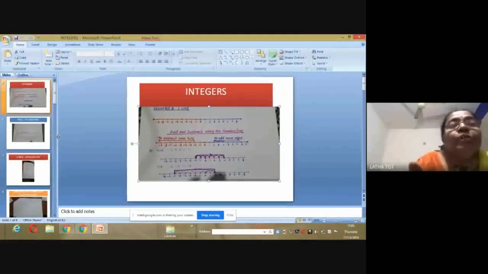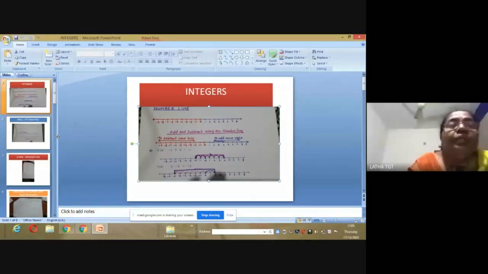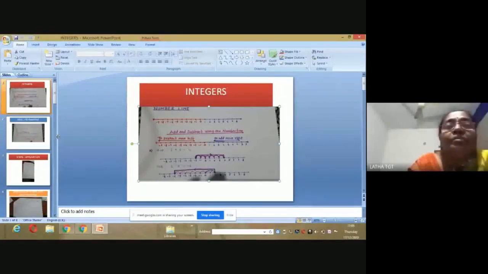One more example, it is subtraction: 2 minus 8. First, 2 is positive. For explaining to the children, we can tell that 2 is positive, so move towards the right to 2. And then 8 is negative. Negative means which side? We will ask the children. So we will move towards the left. Then count 8, and where you come to, where you stand, that is your answer. It is easy for explaining to children in this way. Okay, next slide, sir.